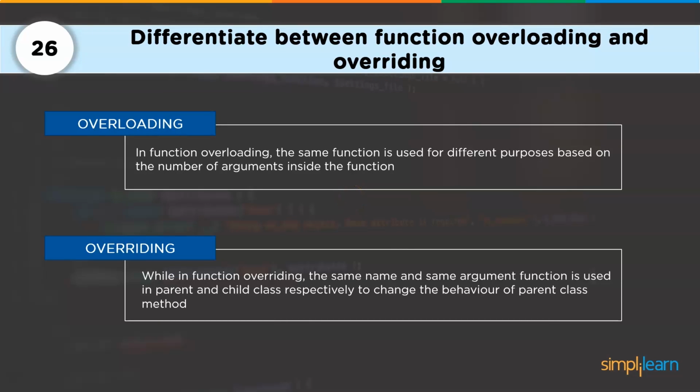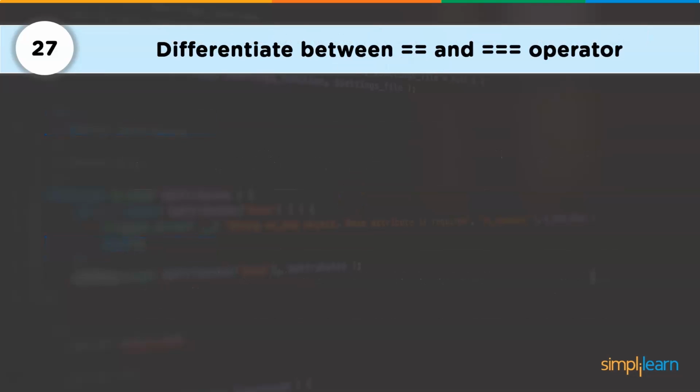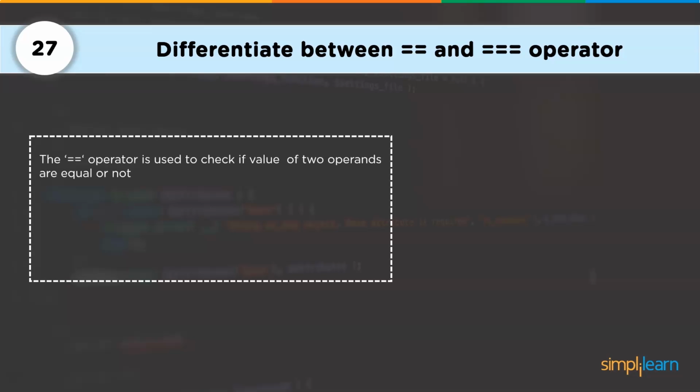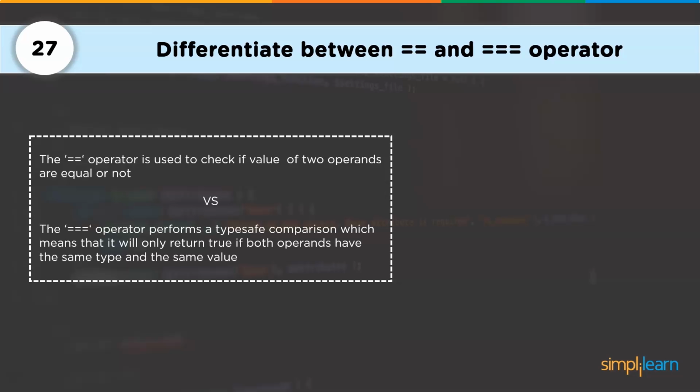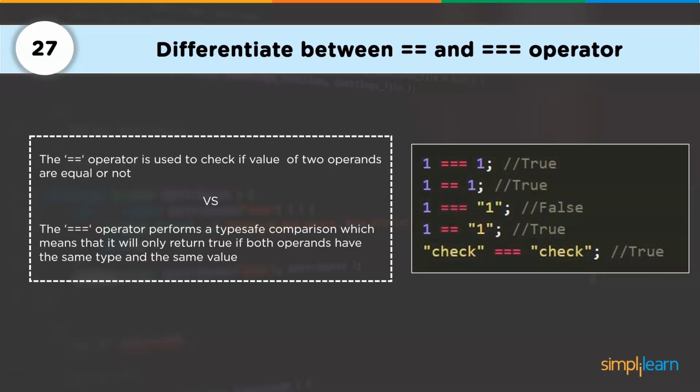Now let's move on to the next question, that is, differentiate between the equal to and triple equal operator. A double equal operator is generally used to check if the values of two operands are equal or not. It is generally used in conditional statements, while a triple equals operator performs a type-safe comparison, which means that it will only return true if both operands have the same type and the same value. You can understand this more with this piece of code.